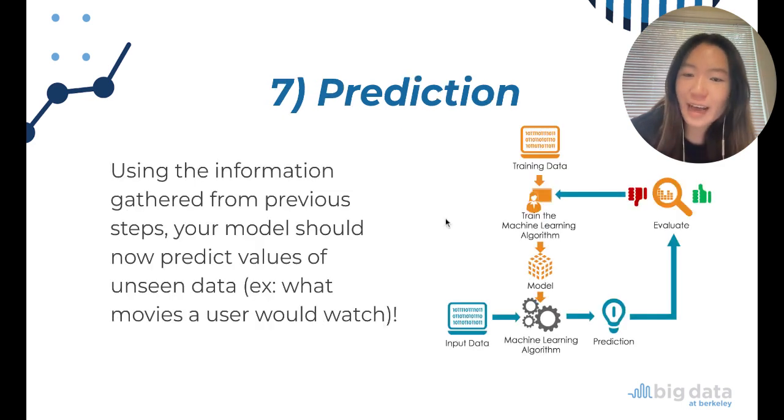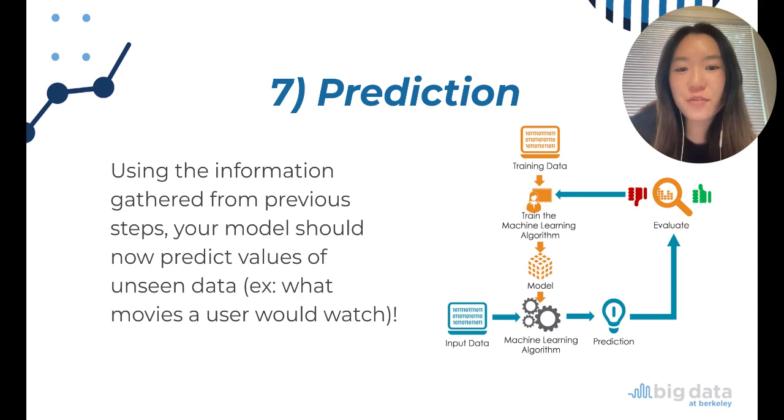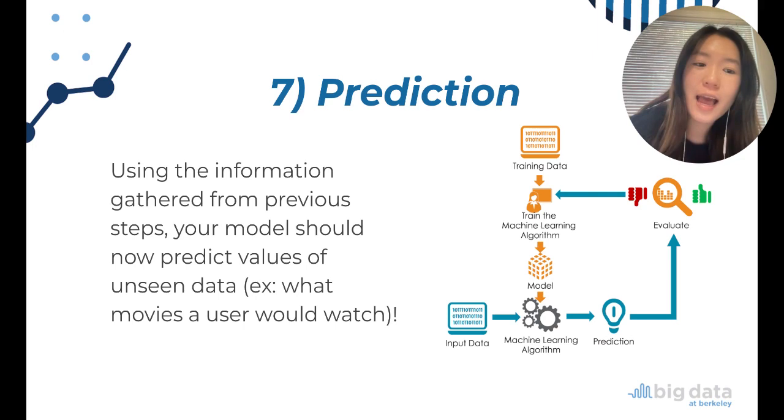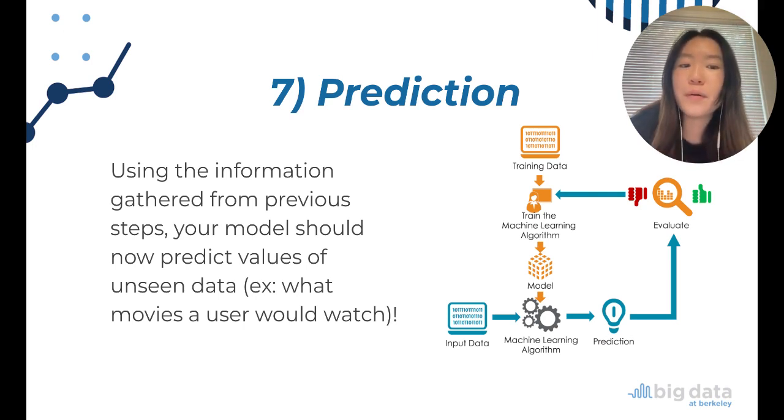And finally, we have our prediction stage. So using everything that we've gathered so far and all of the other 6 steps, we have tried to create the most accurate model that we can. So now we use our model to predict certain data points and what they would be classified with, and you input, as you can see here, the data, and then it would go through the algorithm and then you would get a prediction.